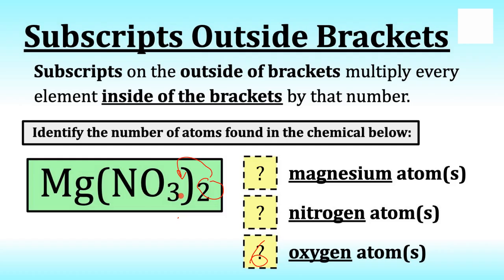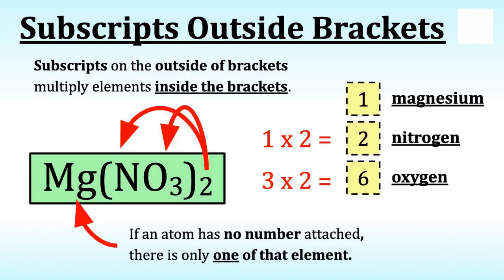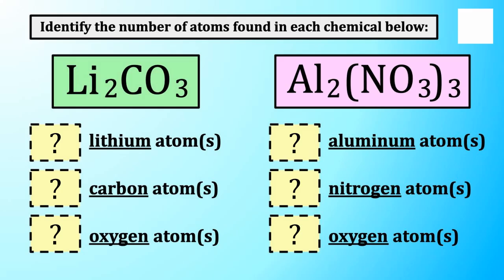All right. And so when you don't have a subscript, it's like a 1 in there. Okay. So this will be 2 times 1, 2 nitrogen atoms. All right. And the magnesium, this does not count for the magnesium. So there's just 1. So the total of 8, 9 atoms. All right. So that's how they figured that out.